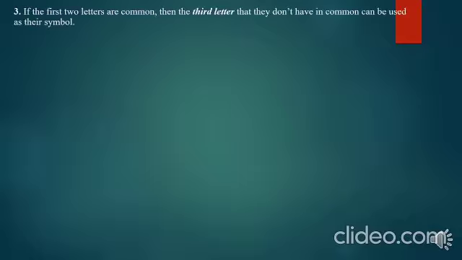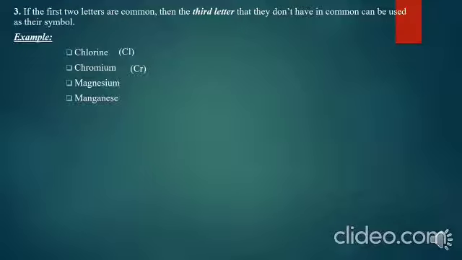Later, he also found elements having the same first two letters. Such elements were represented using a third letter that was not common with the other. Chlorine and chromium have the first two letters in common, but the third letter is different. So chlorine was given the symbol Cl and chromium was given the symbol Cr. Similarly, magnesium and manganese both have the first two letters in common, so magnesium was given the symbol Mg and manganese was given the symbol Mn.